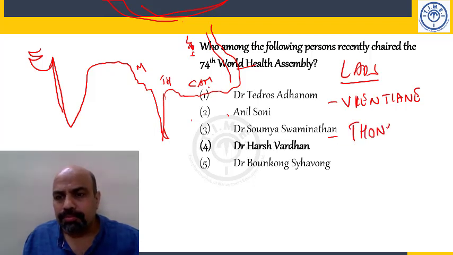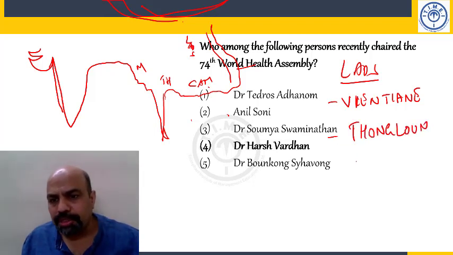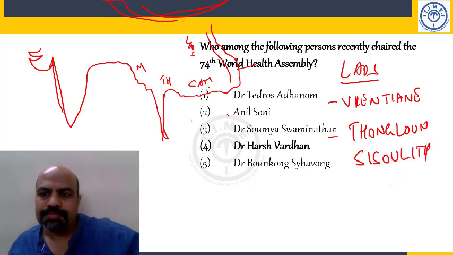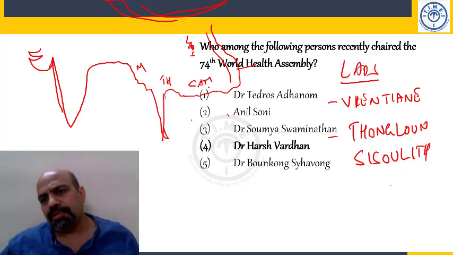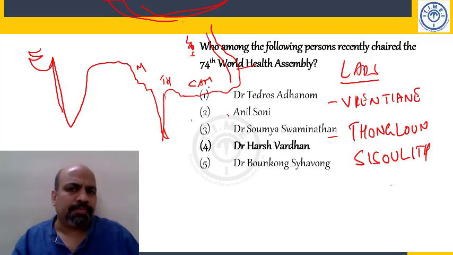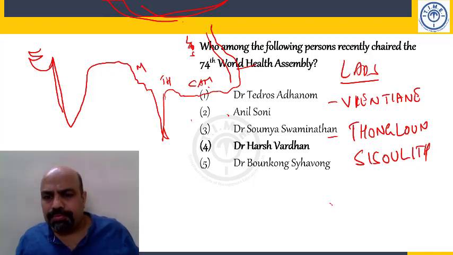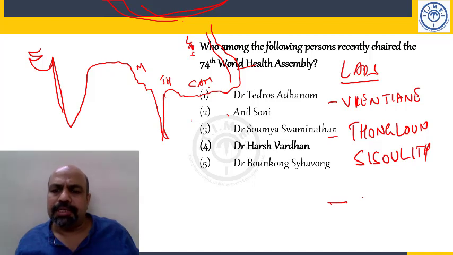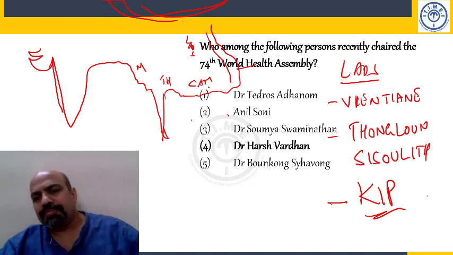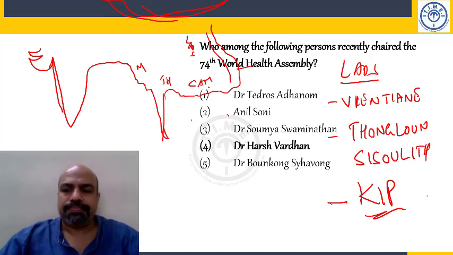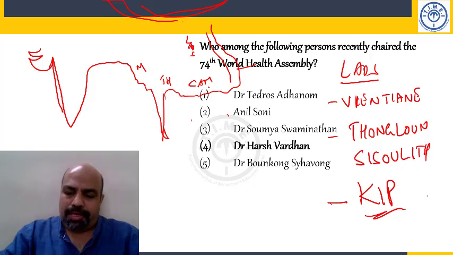Thongloun Sisulit is the president. Predominantly Buddhist country. And the currency here is, if I'm not wrong, Kip. I think I'm right about this. Kip. Was it? Kip. Okay.